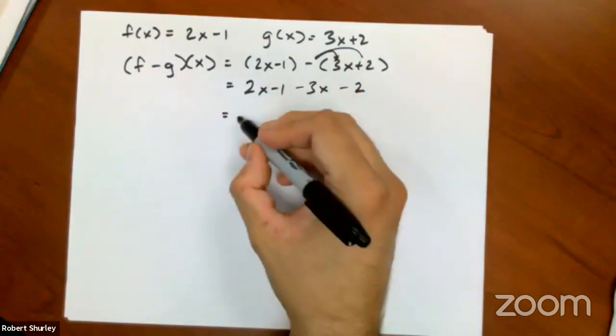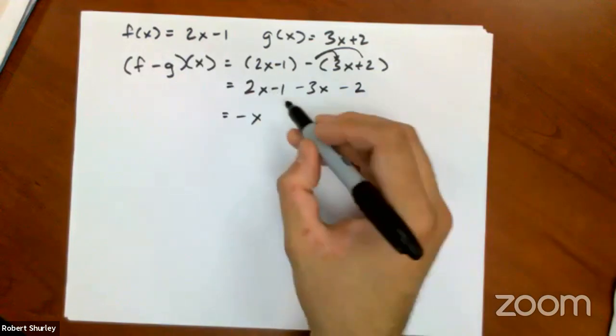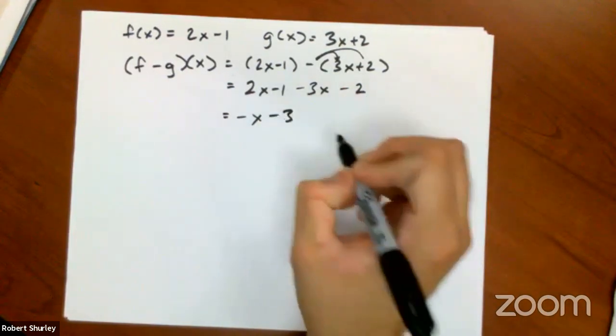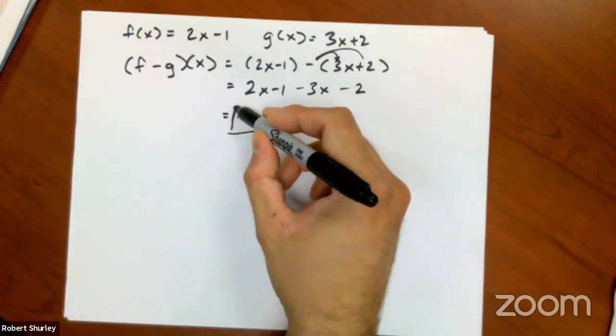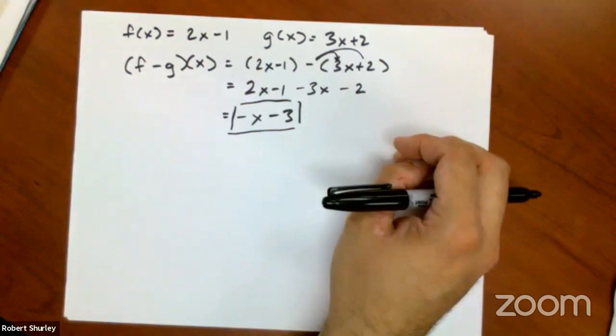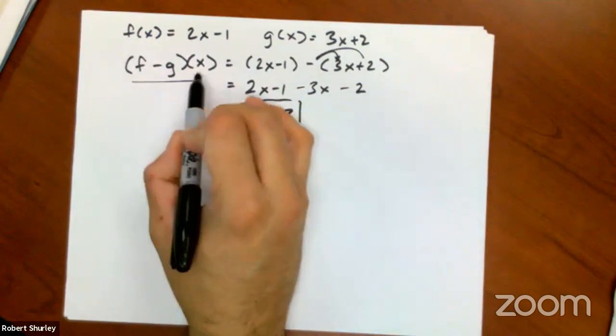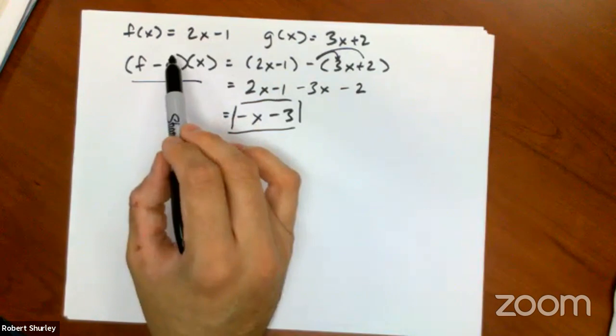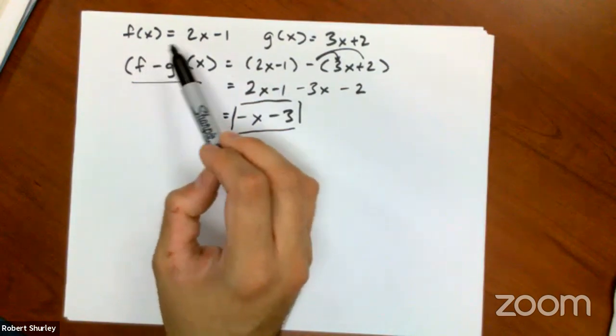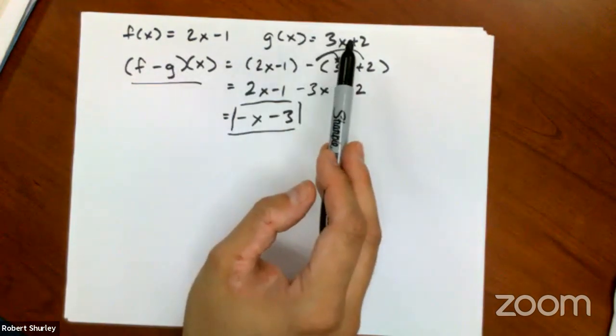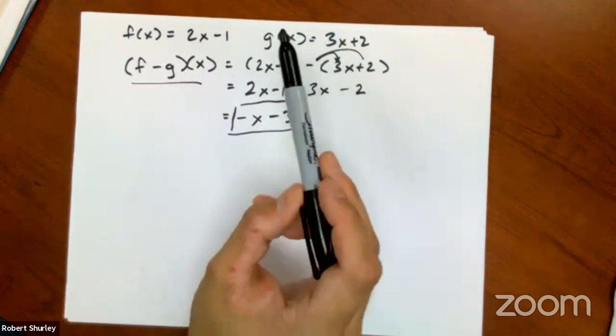And we're left with what, like negative x, 2x minus 3x. Negative 1 minus 2, that's going to be a negative 3. Okay, not a big deal. The main thing is to notice the notation. So if you see that notation, all it really means is you're going to take the first function and subtract it by the second function, okay?